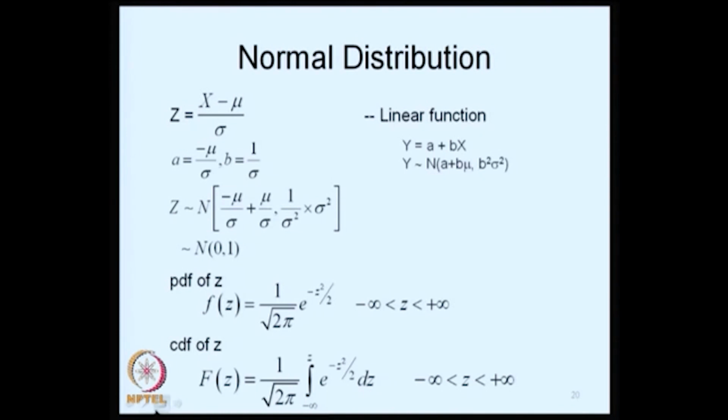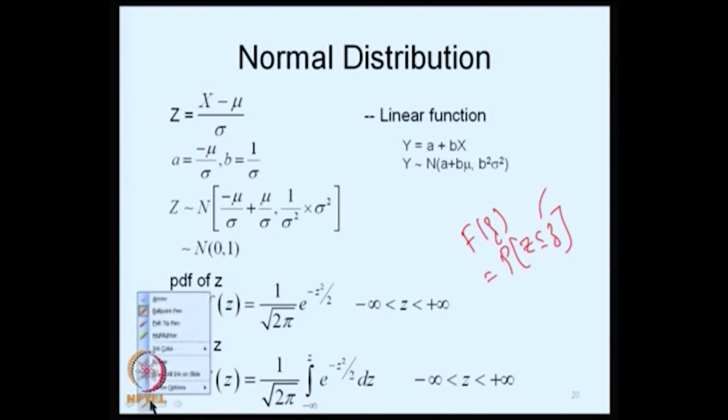Recall that your CDF of z, what does it give? It gives you the probability that z is less than or equal to z. So, for a specified value of z, we should be able to get the probability of z being less than or equal to that value, if we can integrate this function e to the power minus z square by 2 with respect to z.